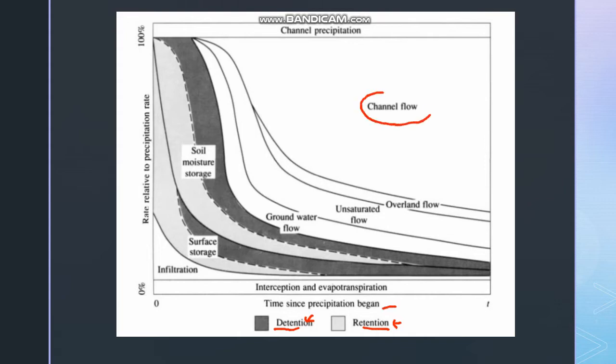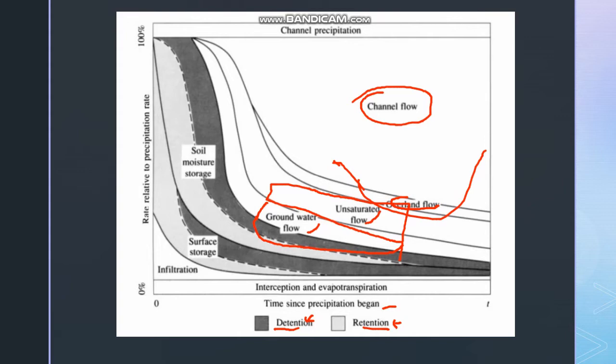We have channel flow, this is a surface flow, right? And then we have overland flow, unsaturated flow, groundwater flow. These are subsurface flows. This one is subsurface flow. This is called groundwater flow. It's already defined. These are surface flows. Okay. And as you see, the relative rate for the precipitation, the surface flow is higher than the other flows.